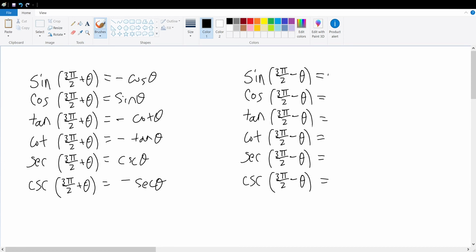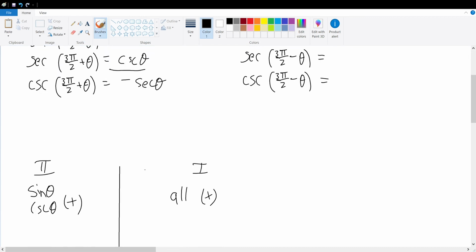And notice, because the cosine and secant functions are the only 2 functions that are positive, with positive results from this property, we have the pair of sine and cosecant functions as the positive resultant of the complementary property with 3 pi over 2 plus an angle. And now moving on to the trig of 3 pi over 2 minus theta.